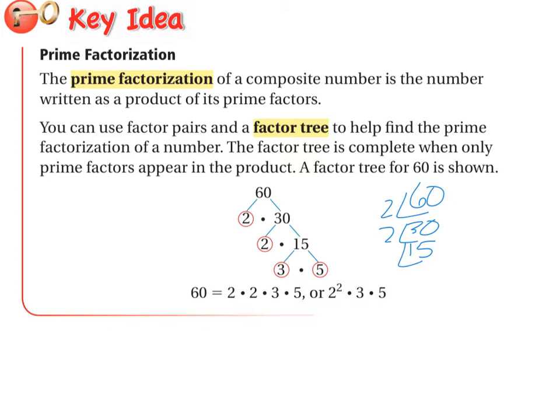2 can't go in anymore, so I'm going to have to go on to 3. 3 goes into 15 5 times. 3 does not go into that, but 5 does. Once we get a 1 at the bottom, we're done factoring. So when we see the prime factorization of 60, we would put 60's prime factorization is equal to 2 times 2 times 3 times 5. Or, as the book says, that's also equal to 2 squared times 3 times 5.